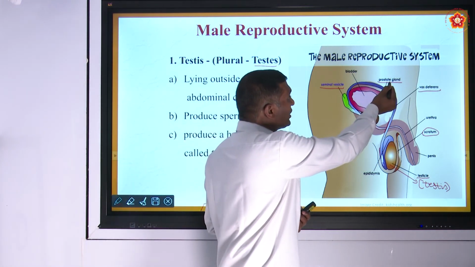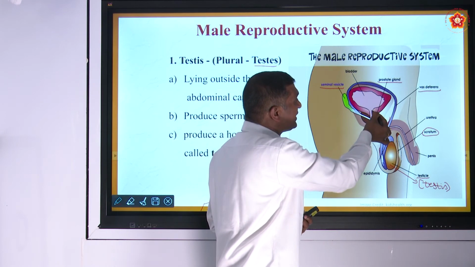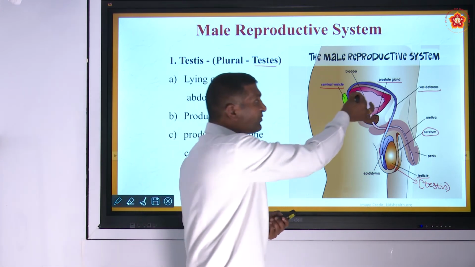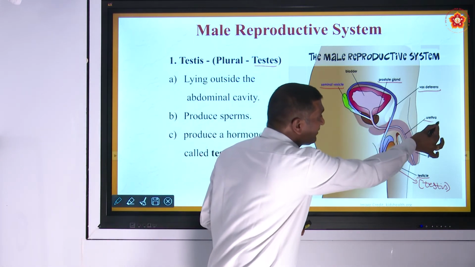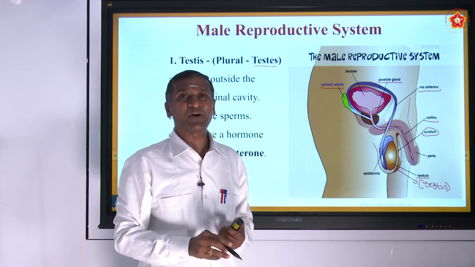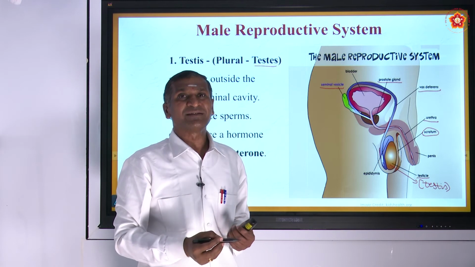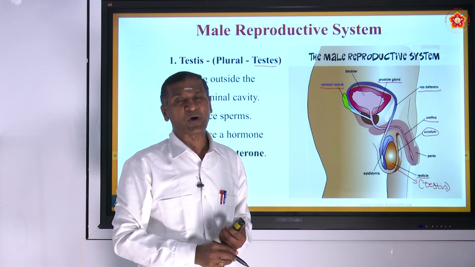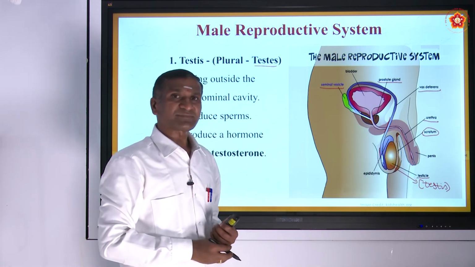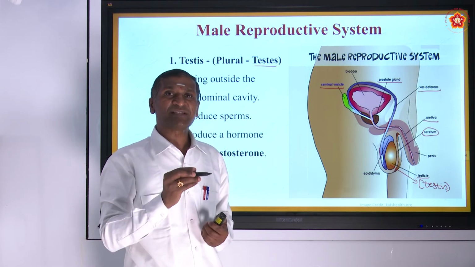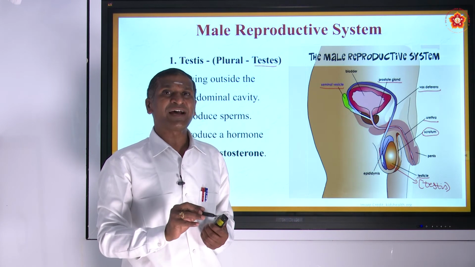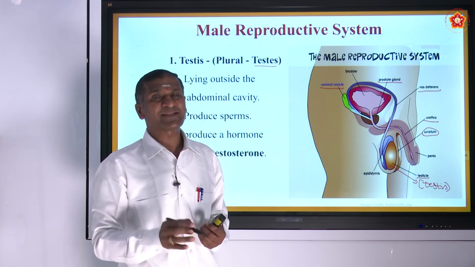Then these are carried finally into the urinary bladder, and from the urinary bladder through the urethra. Even the urine and the sperms have a common ejection point, that is the urethra. It is the urethra which is a common point to get rid of urine as well as to release sperms.